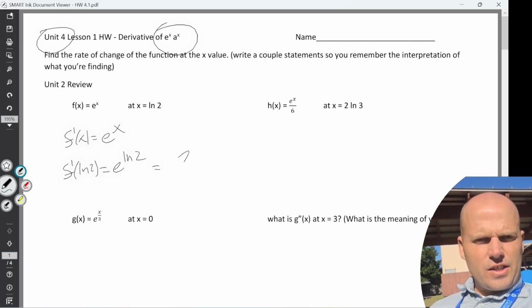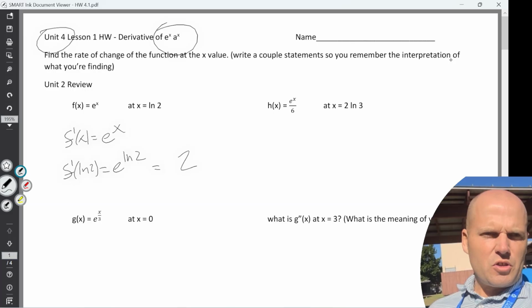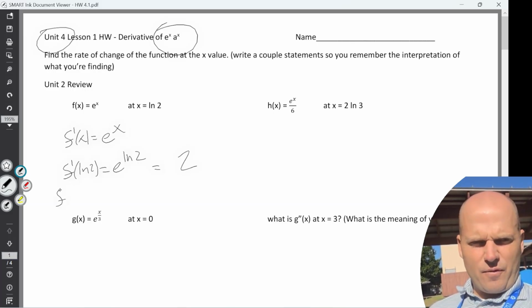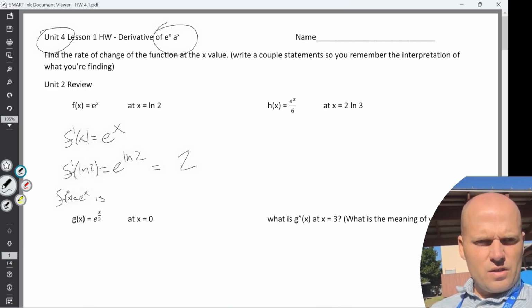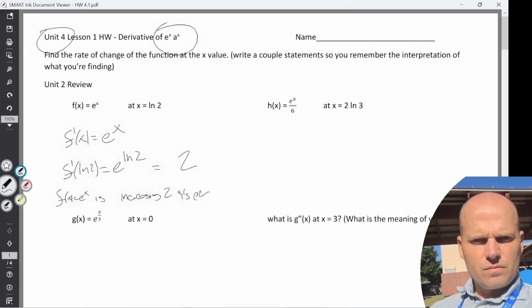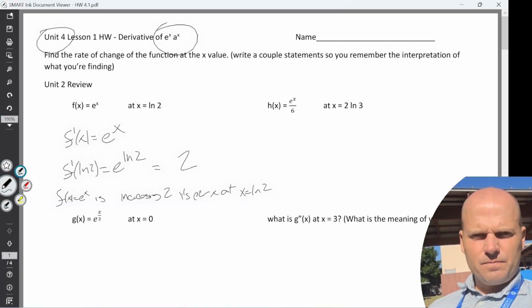What do you know about e's and logs? They undo each other. So I'm asking you to write a couple of statements so you remember the interpretation of what you're finding. You would say f is increasing 2 y's per x at x equals natural log of 2.